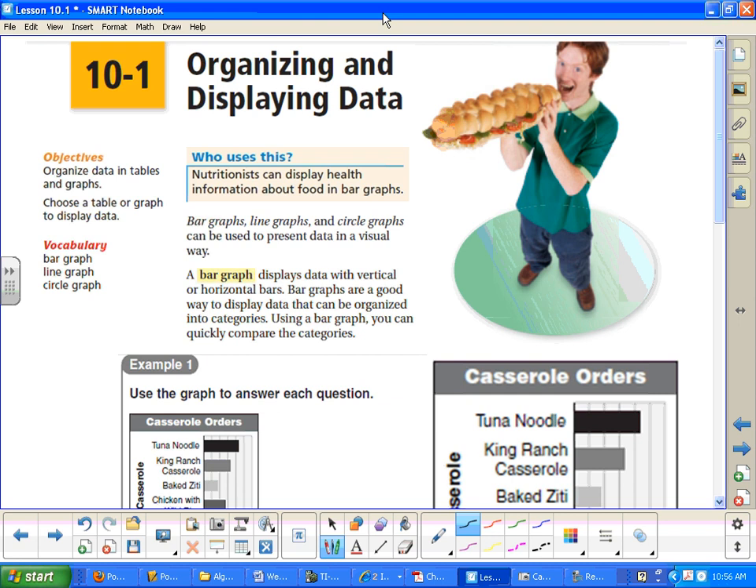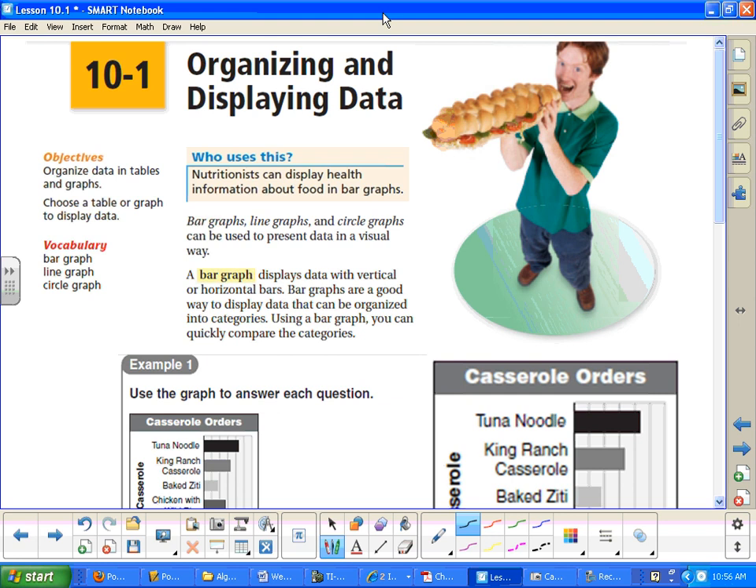Okay, so we're going to talk about organizing and displaying data. And basically, we're going to talk about reading graphs and understanding graphs. And most of this is stuff that you've seen before, but maybe you've made some incorrect analysis of it.